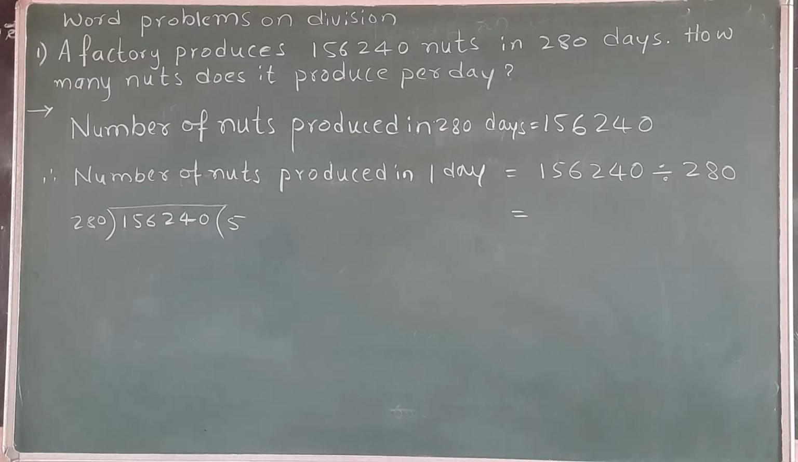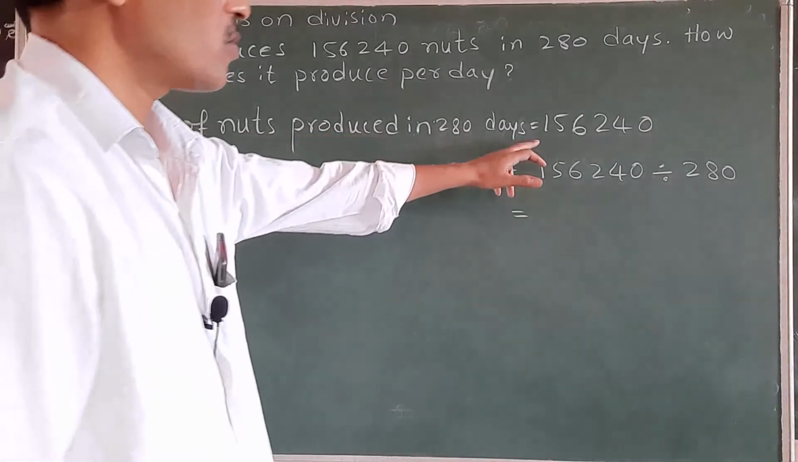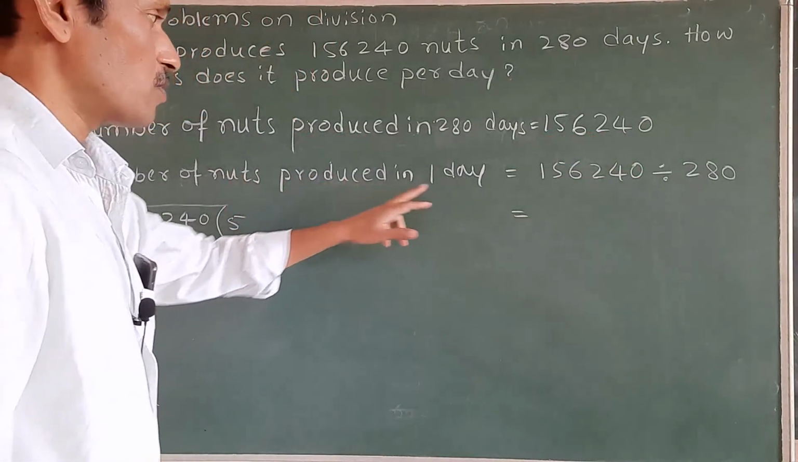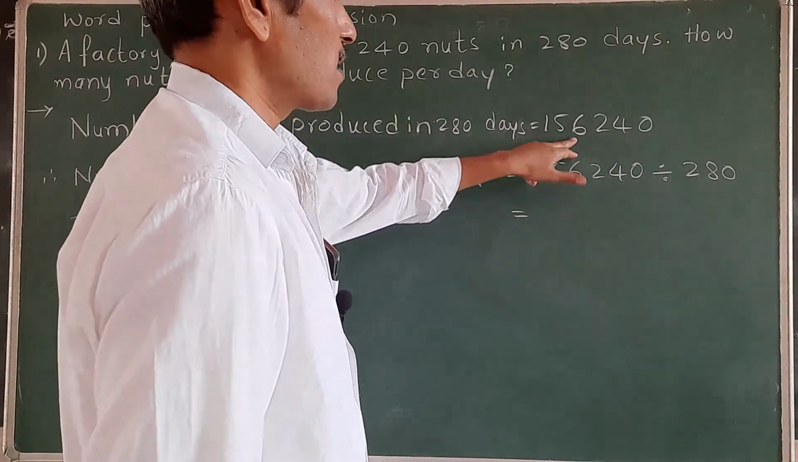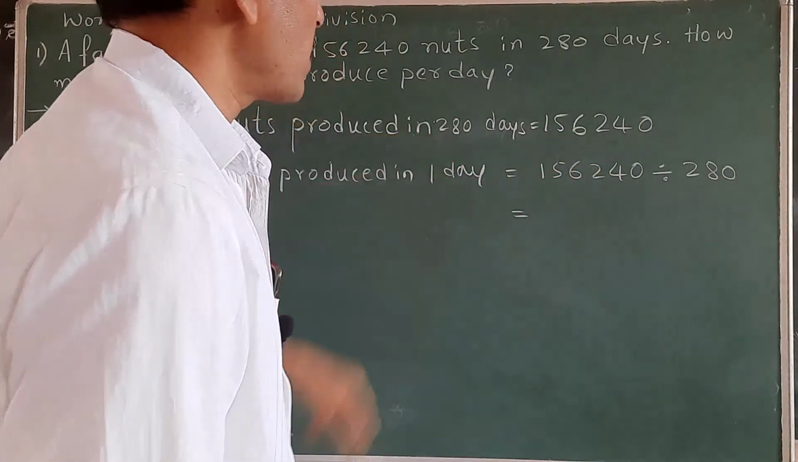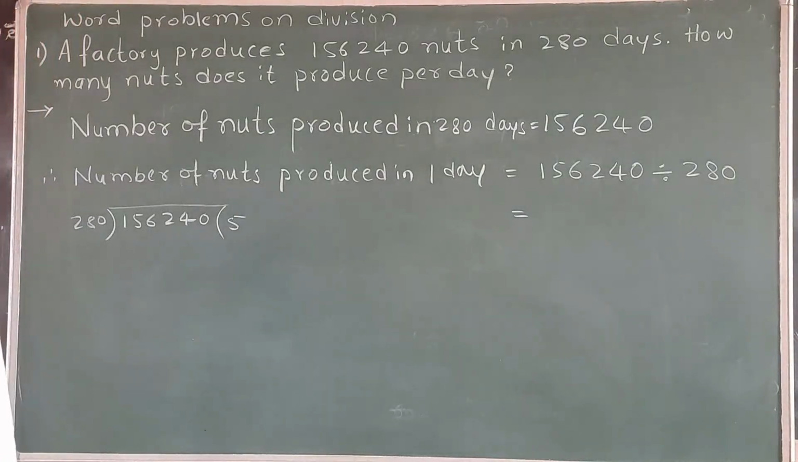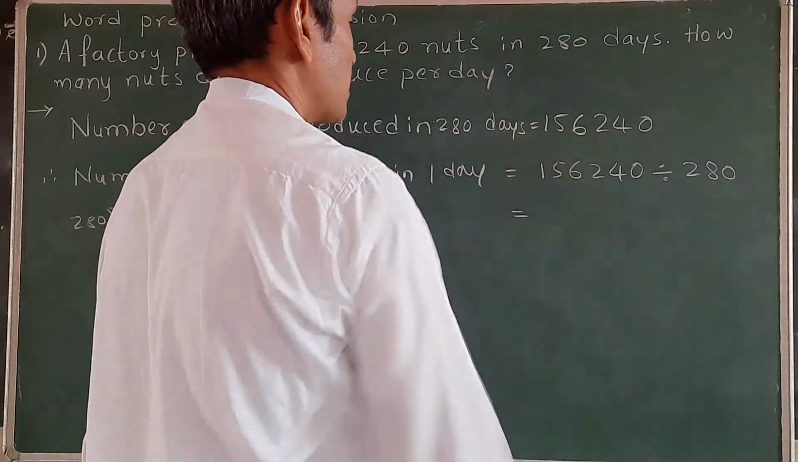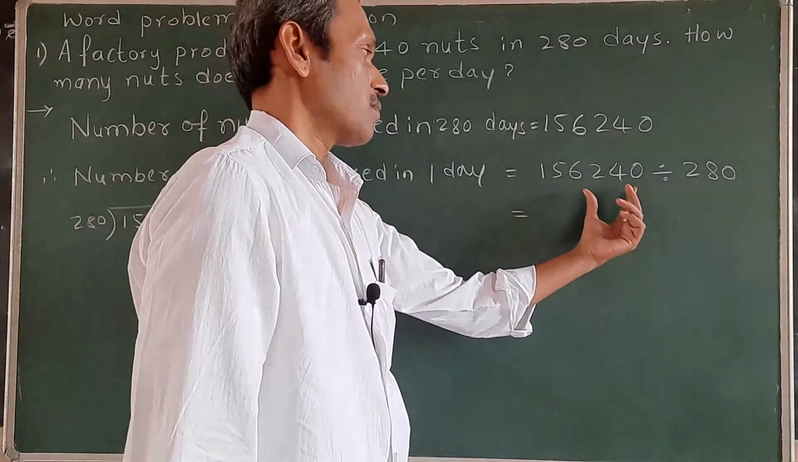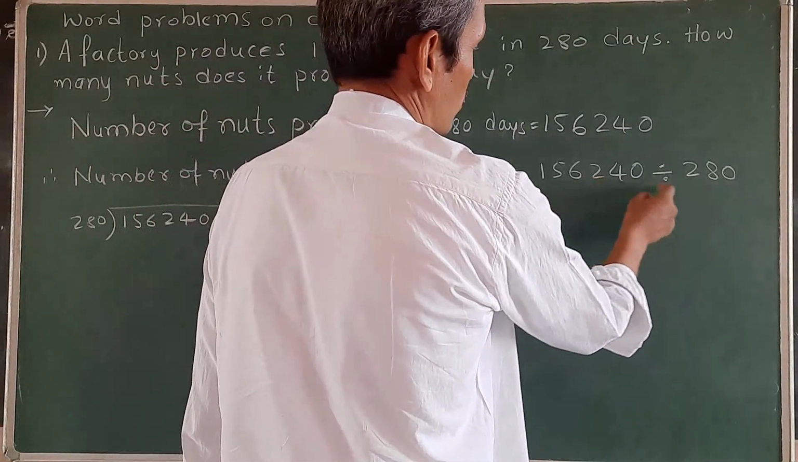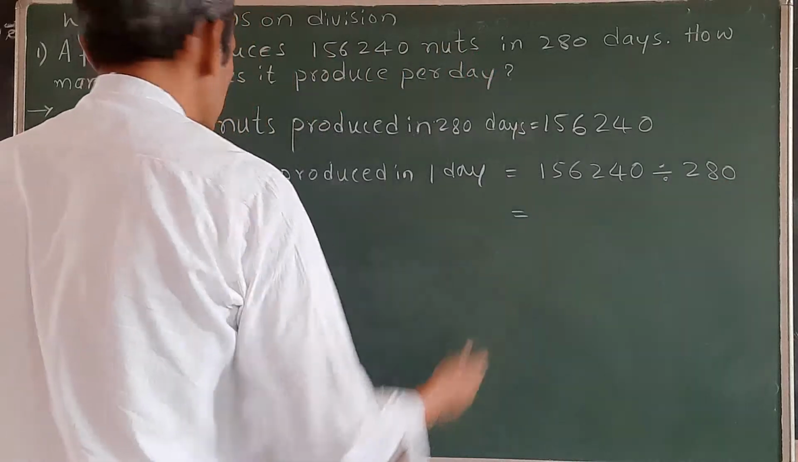But how many nuts does it produce in 1 day, per day? This is the number of nuts produced in 280 days, 156,240, and the number of nuts produced in 1 day is, if we divide the total number of nuts by the total number of days the factory produced nuts, which is 280. If we divide the total number of nuts by 280, the nuts produced per day, or 1 day, we will get 156,240 divided by 280.